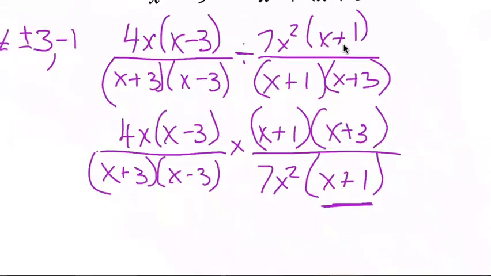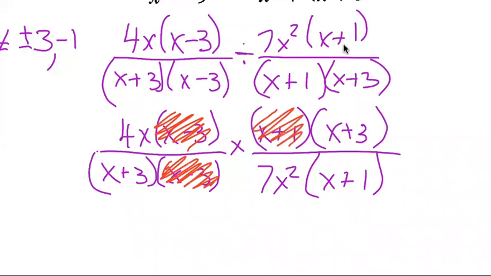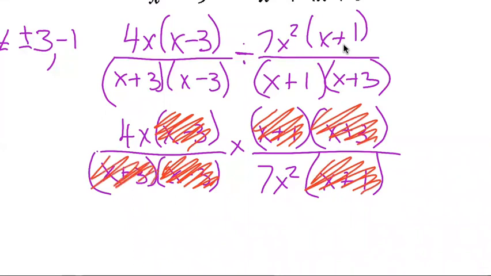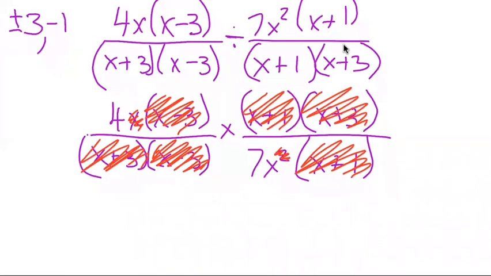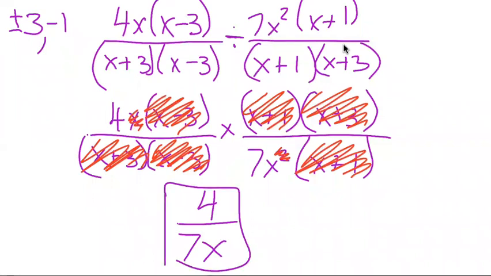Okay, now I can start to cancel. Color red. X minus 3 is going to cancel with x minus 3. X plus 1 is going to cancel with x plus 1. X plus 3 will cancel with x plus 3. This x will cancel with one of these x's, leaving me with 7x. So that's going to leave me with a grand total of 4 over 7x. They're done.